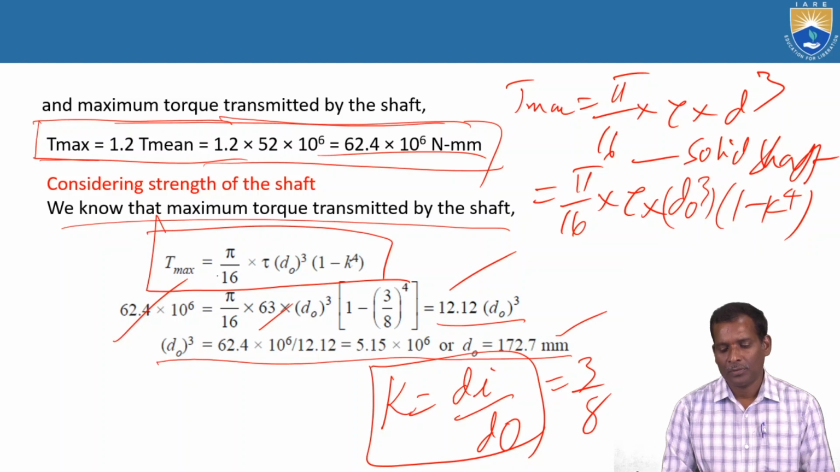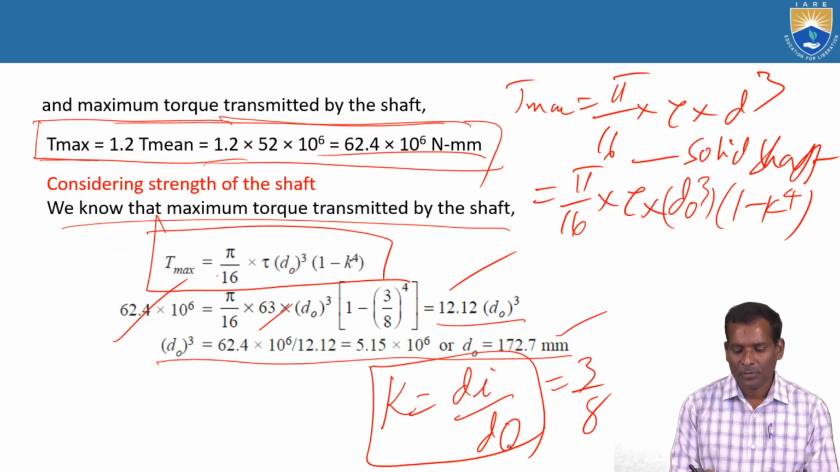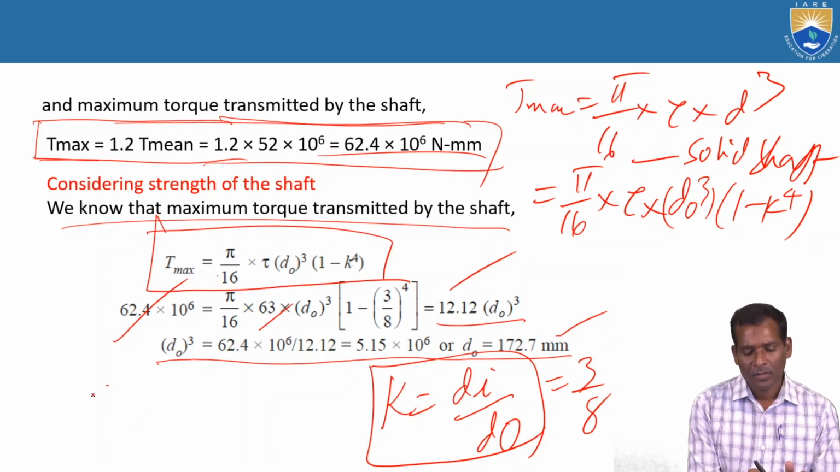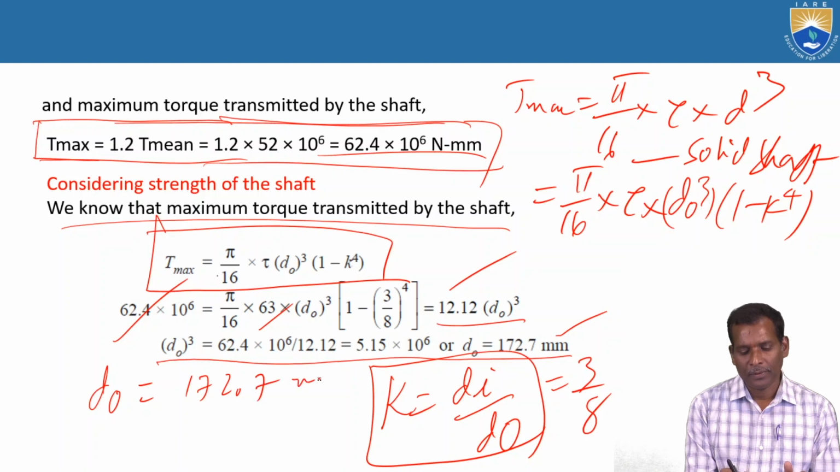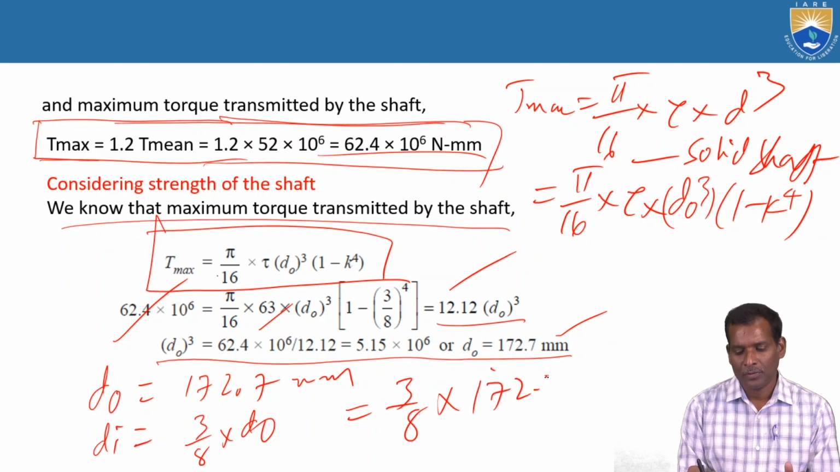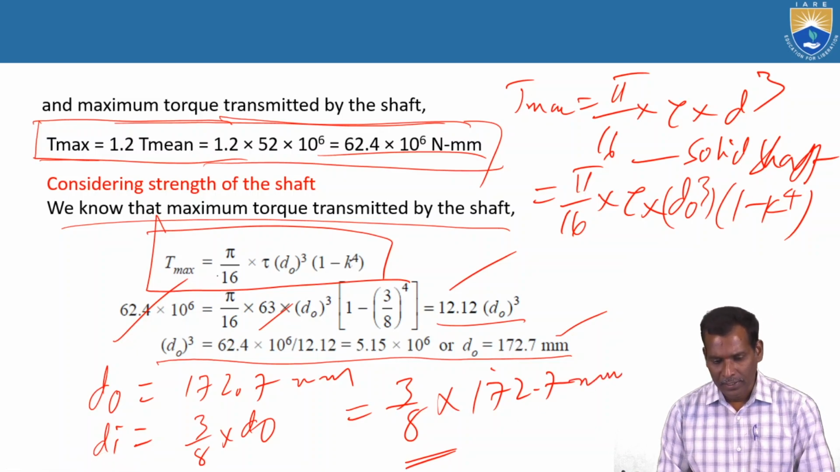D naught is equal to 172.7 mm. So this is for the hollow shaft condition, with T max, T minimum and T mean, and how to calculate the external diameter and the internal diameter. If you know the external diameter, you can calculate the internal diameter by using this given condition. So D naught is equal to 172.7 mm. So D I is equal to 3 by 8 multiplied with D naught. Like this, you need to calculate the outer diameter and internal diameter of a hollow shaft.